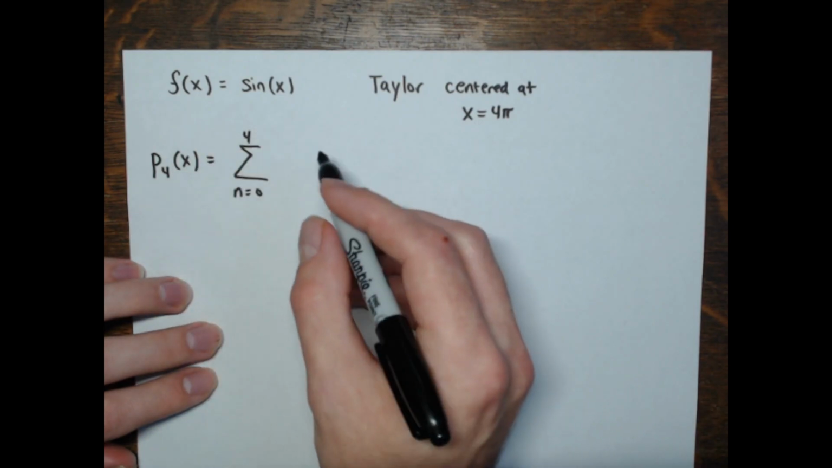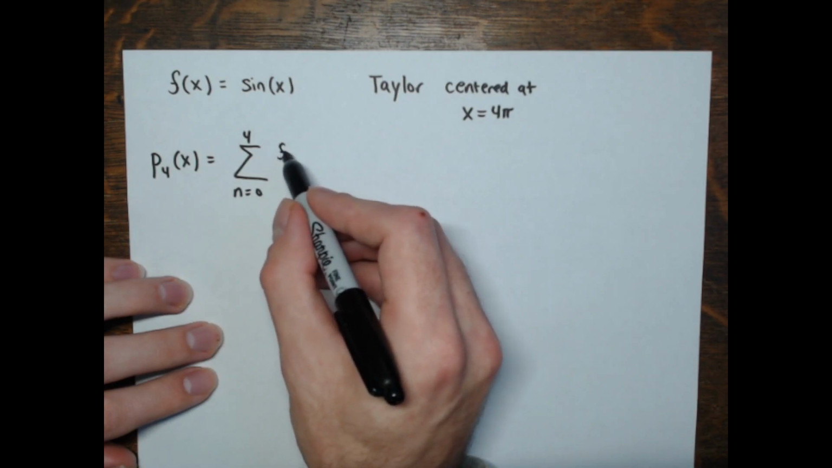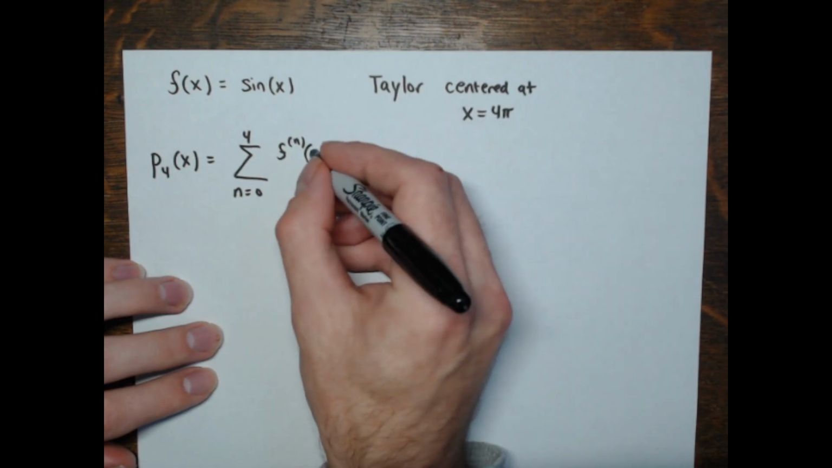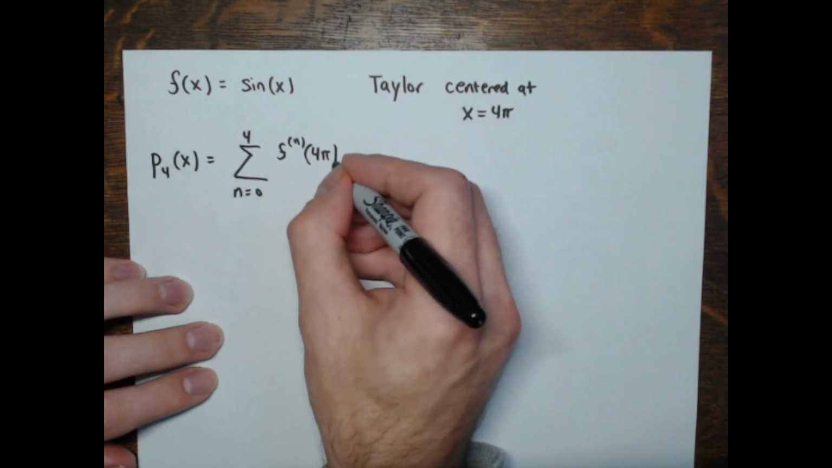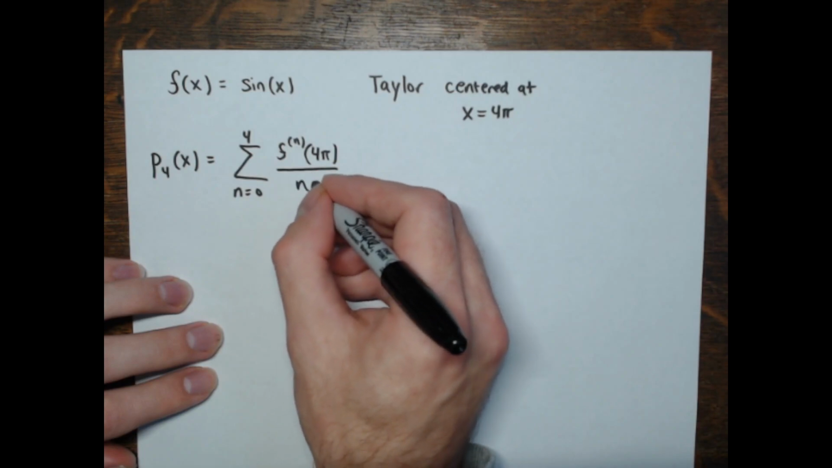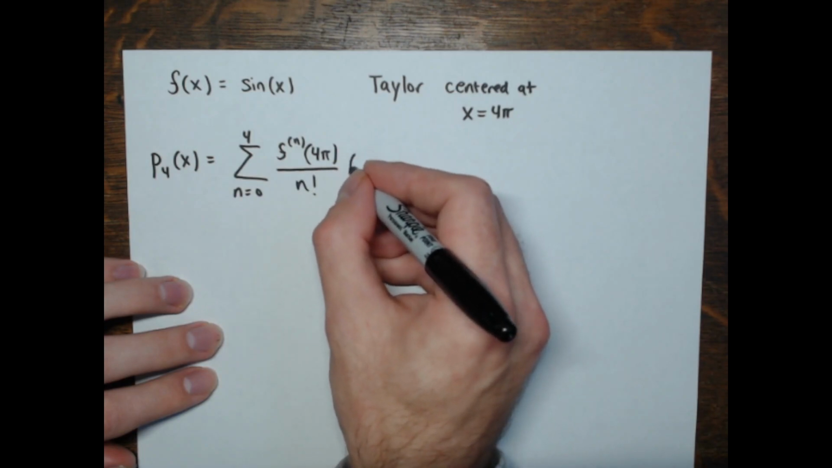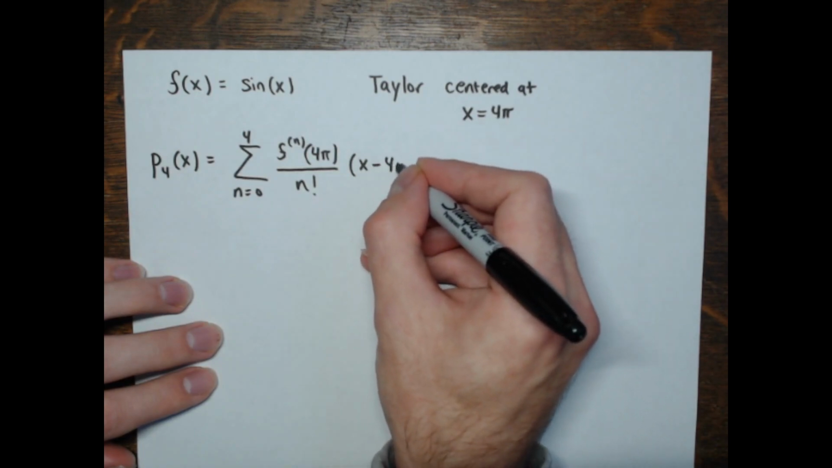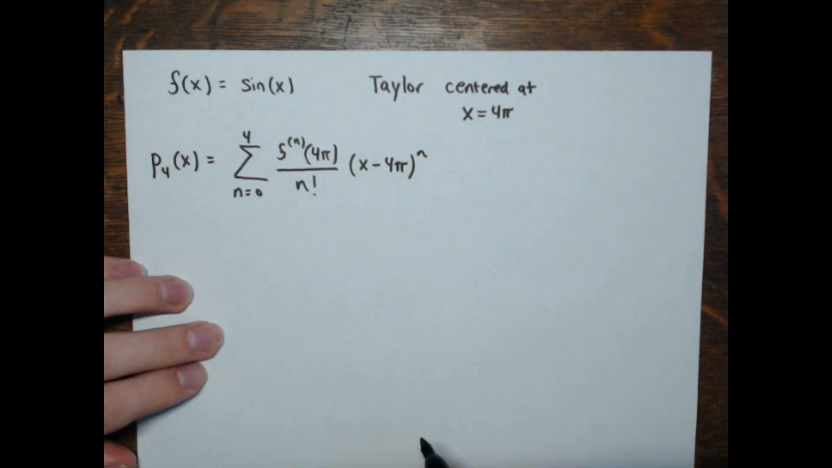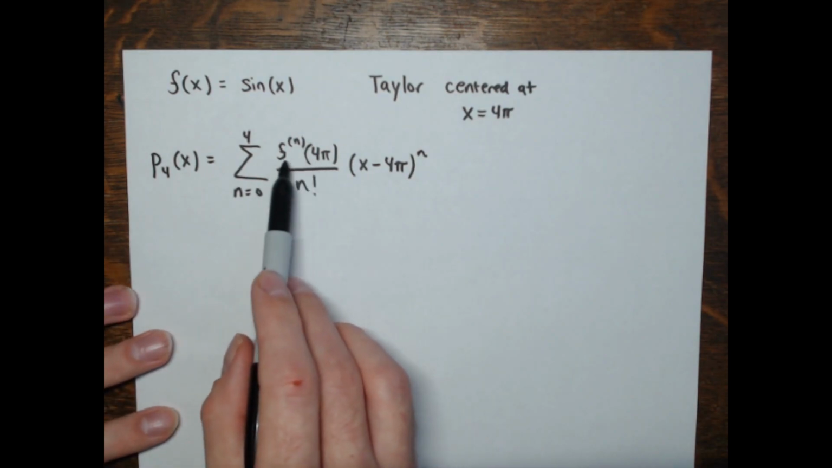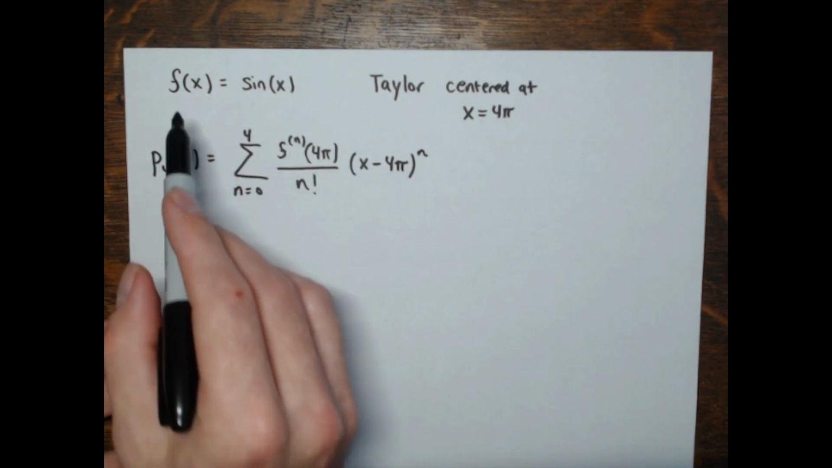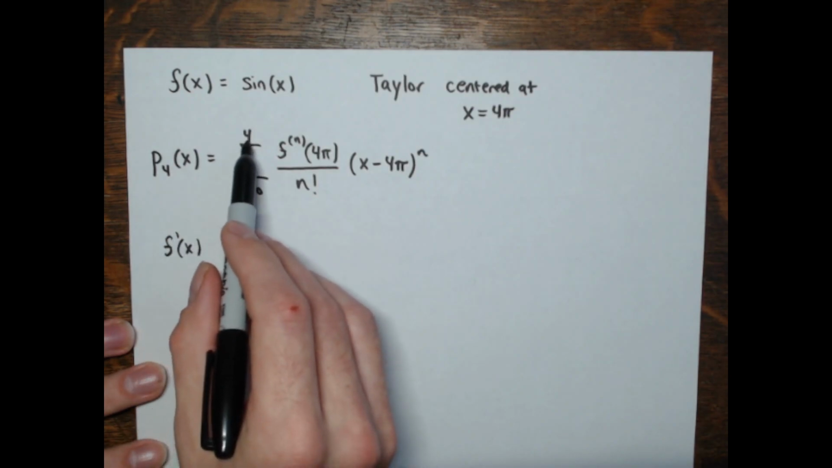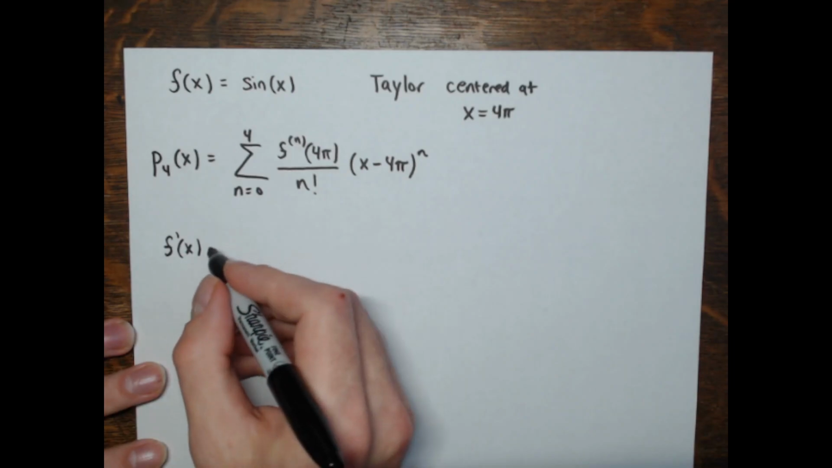We'll stop at 4. The value of the nth derivative of this function at 4 pi, right? The center is at 4 pi. Divided by n factorial, and then times, not just x, but x minus the center, right? x minus 4 pi to the nth power. So I need the values of these derivatives at 4 pi. There's f, f prime. We're going up to the fourth derivative.